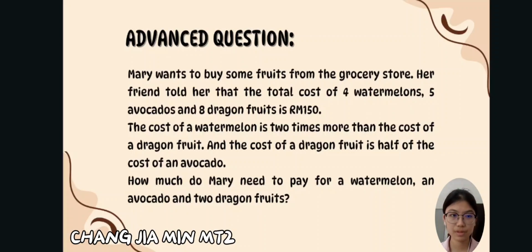150 ringgit. The cost of a watermelon is 2 times the cost of a dragon fruit, and the cost of a dragon fruit is half of the cost of an avocado. How much does Mary need to pay for a watermelon, an avocado, and 2 dragon fruits?